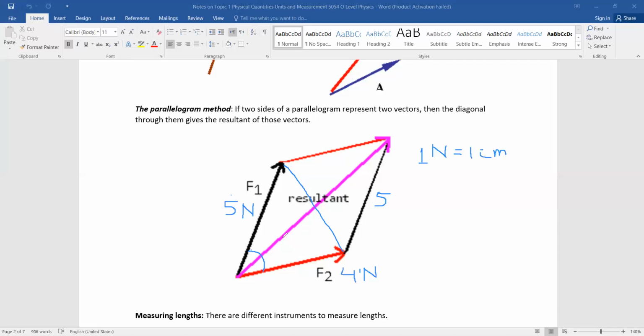This is the most important thing. Students sometimes do it wrong. They mess up which diagonal they should take. So we should be careful that we take the diagonal that goes through the given vectors. Okay, clear? Yes.